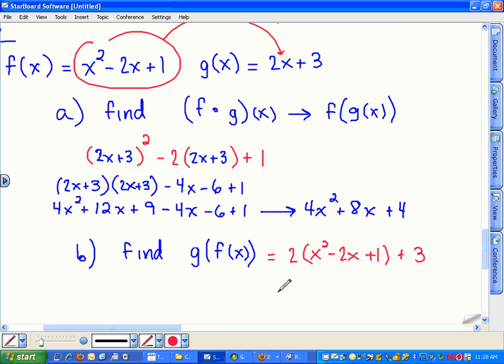See how much easier this one was? Distribute the 2. And then you're going to get 2 times 1, which is 2. And then 2 plus 3 is 5. Okay.